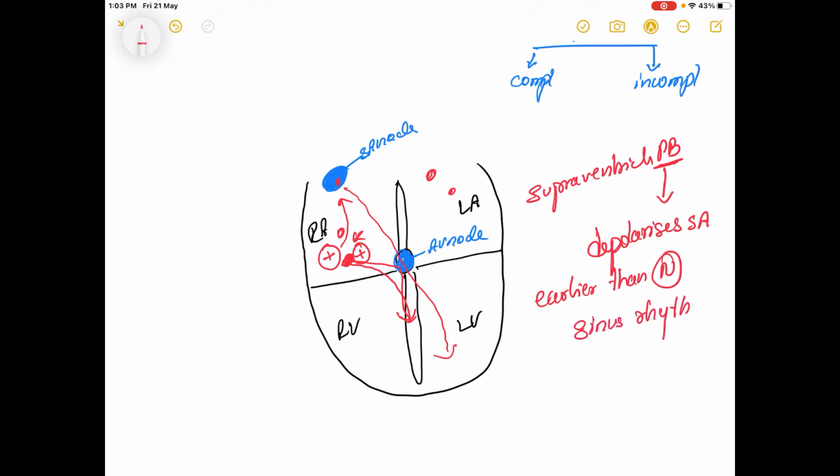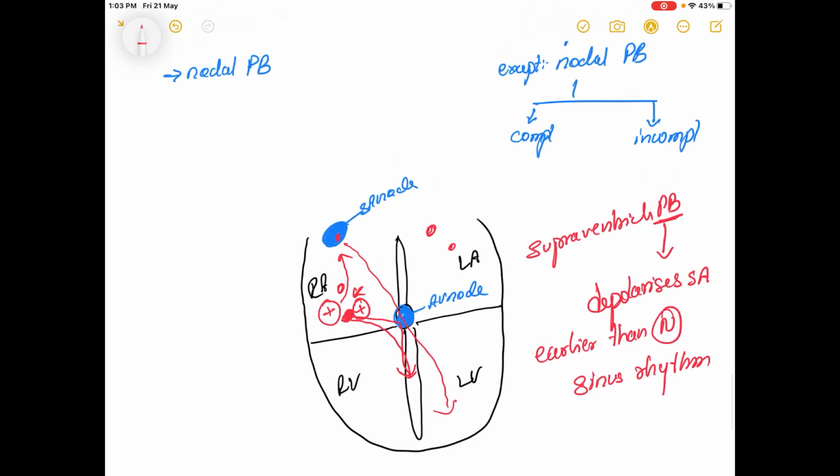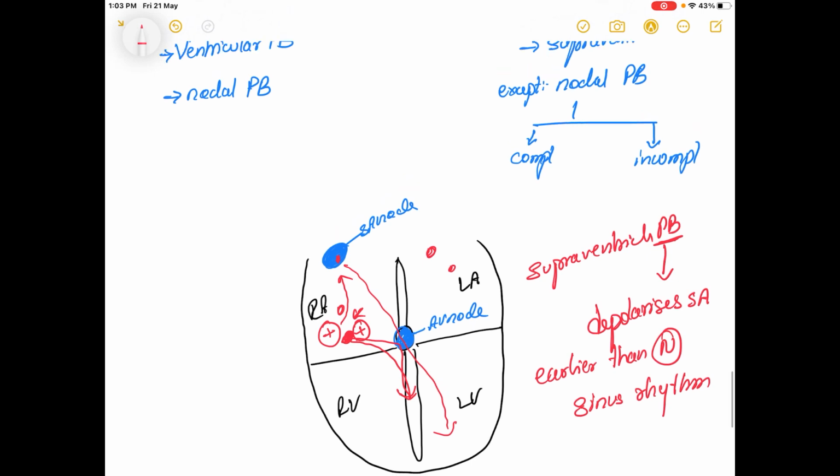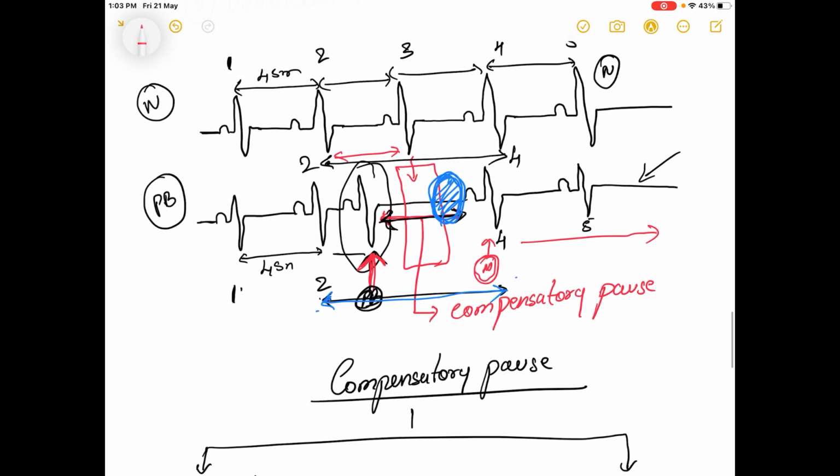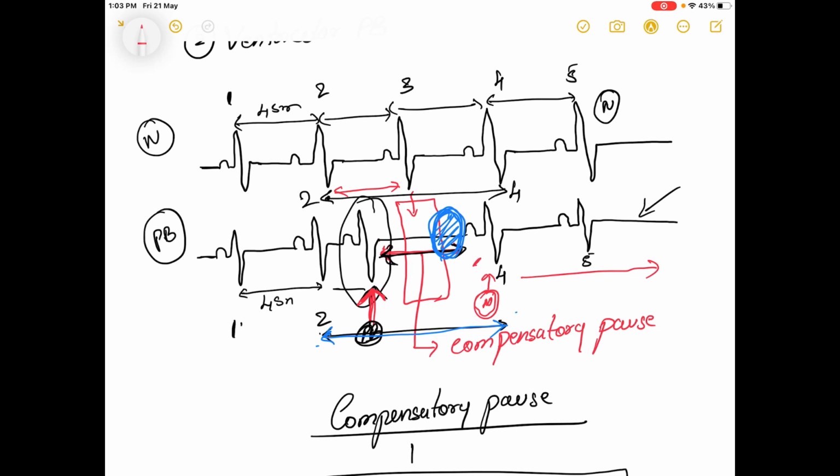So the SA node is depolarized earlier compared to the next sinus beat. So the next sinus beat would occur a little earlier compared to when it would normally have occurred. This normal sinus rhythm occurs a bit earlier because it is depolarized earlier by the previous premature beat. So there is an incomplete compensatory pause.